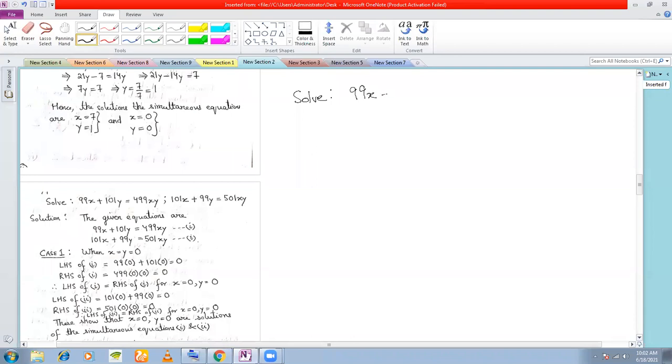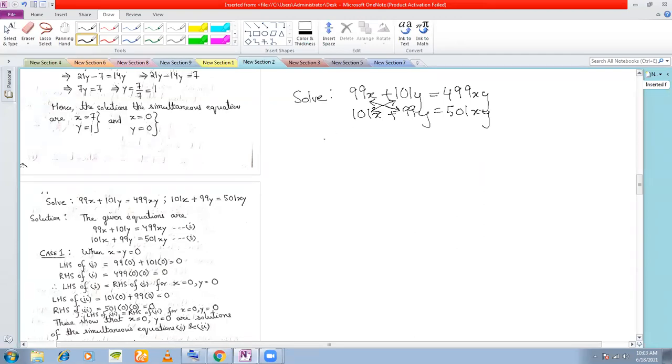99x plus 101y is equal to 499xy. And this is 101x plus 99y is equal to 501xy. Now see, this looks like your type 2 because you see these two coefficients are same, plus 99 and plus 99. Here also these two are same, 101 and 101, right? Except that on the right hand side we have xy.